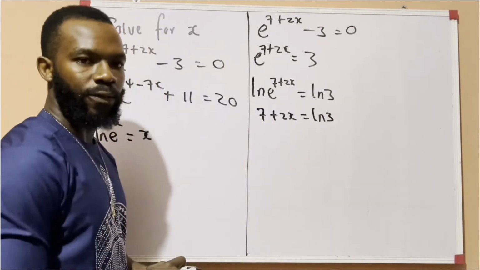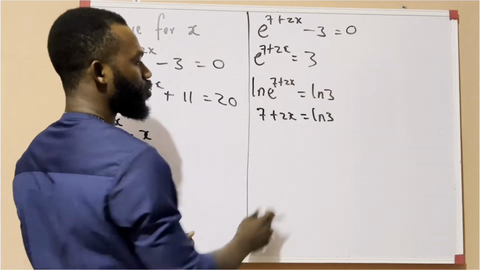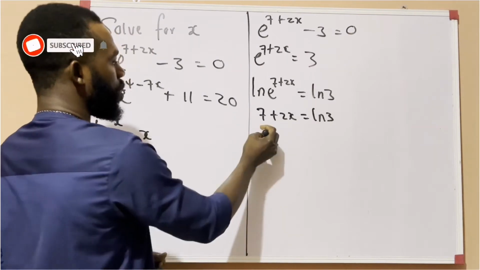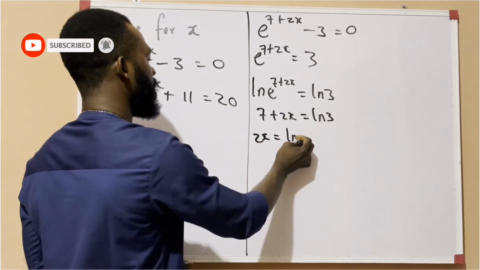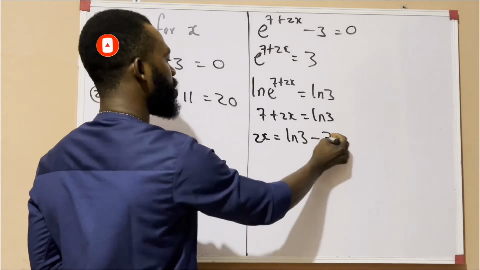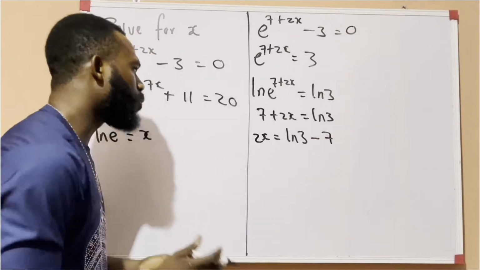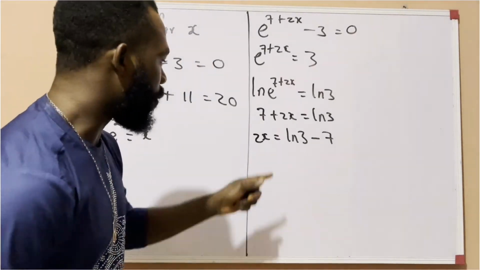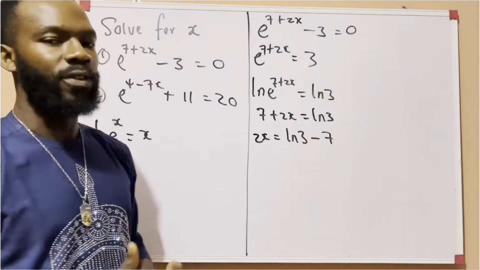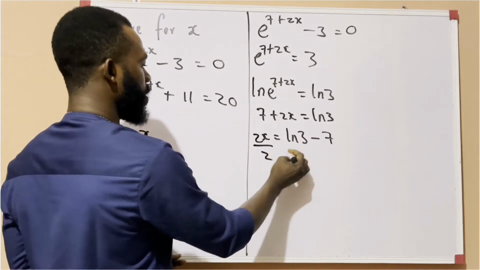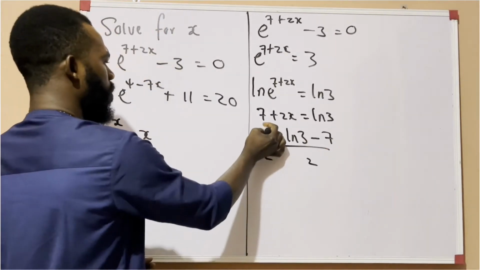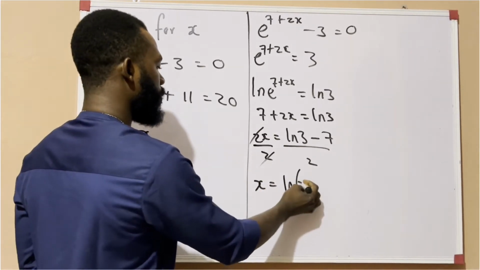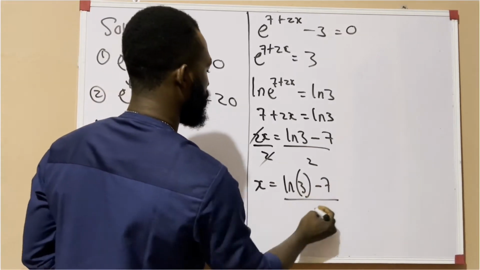Now if we are looking for the value of x, first 7 has to cross to the right-hand side of the equation so that we can have 2x left alone. So here becomes 2x is equal to ln 3. When 7 crosses the equality, it becomes a negative 7. And for us to be able to get the value of x, x has to be the subject of the formula. And for x to be the subject of the formula, we have to divide both sides by 2. So here becomes over 2, and also here becomes over 2. And when 2 cancels out 2, I have x to be ln 3, okay, minus 7 all over 2.